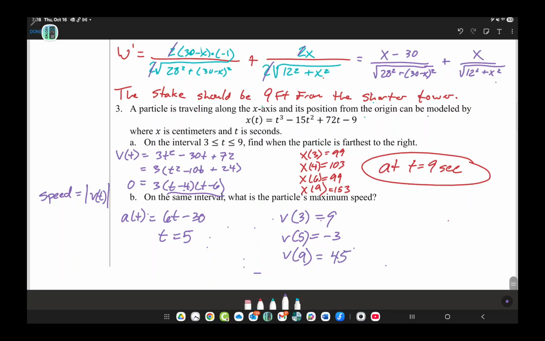All right. Now, because it's absolute value, I should make the speed positive 3, and this is what, centimeters per second? So centimeters per second. But it really doesn't make any difference because which one's my fastest? Yeah, 45 centimeters per second is the fastest.